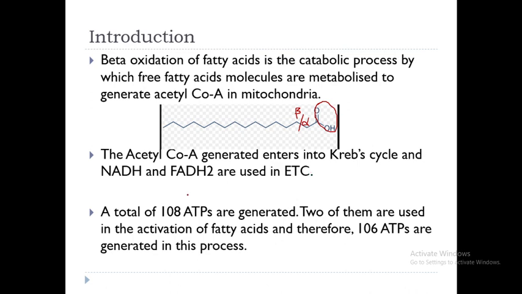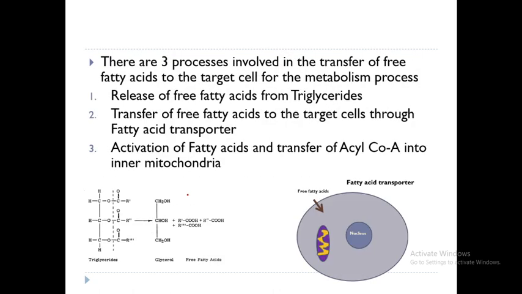Therefore, a total of 108 ATPs are produced at the end of the beta oxidation of fatty acid process. Out of these 108 ATPs, 2 of them are utilized in activating the fatty acids, and therefore 106 ATPs are generated in this process.